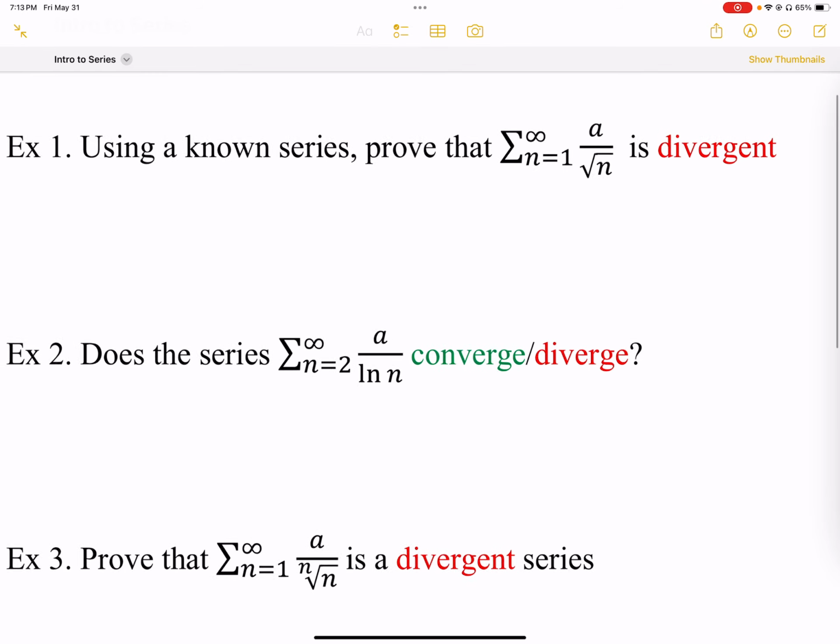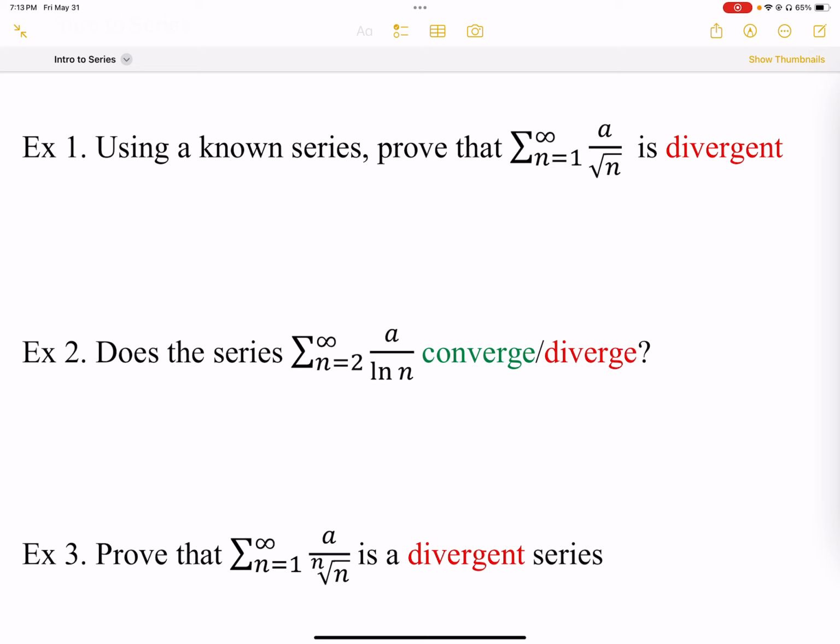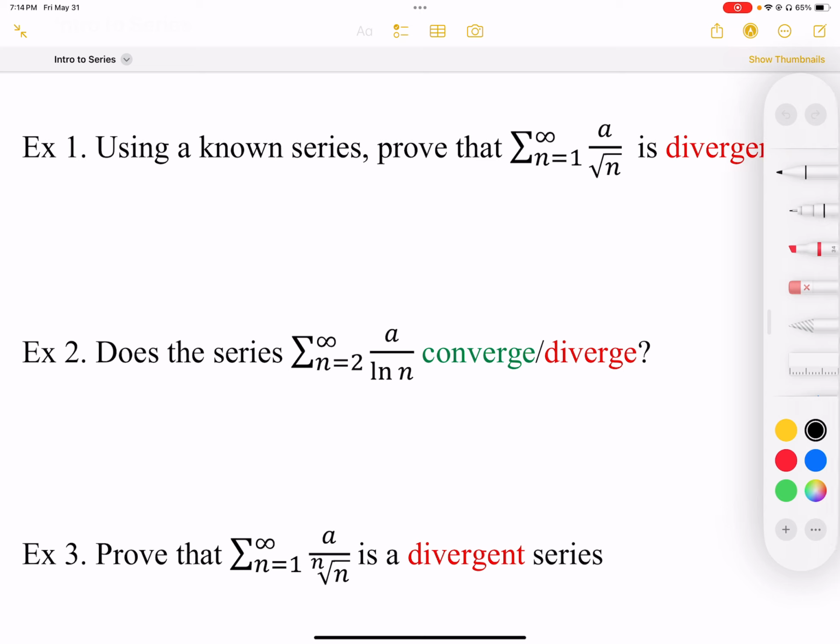So in this case here, it says using a known series, prove that the sum of 1 over root n is divergent. When we're doing comparisons, it is really useful to have a sense of whether the series converges or diverges. In this case, it tells us it's divergent. So when it's divergent, we want to try to compare it to another diverging series, and that way we can see if it's behaving the same or similarly, or if the sums are going to be greater. So we want to compare it to a known diverging series, which is going to be our harmonic series.